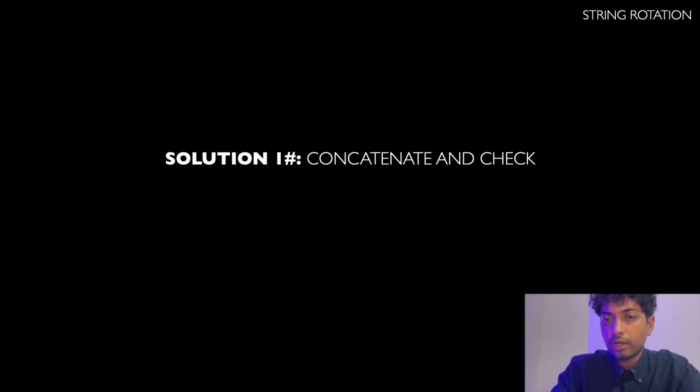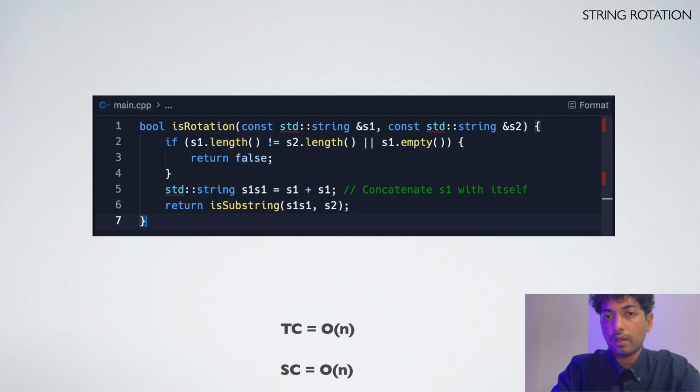Here is how you can implement this algorithm in C++. In this implementation, we first check if the lengths of s1 and s2 are equal. If not, s2 cannot be a rotation of s1. We then concatenate s1 with itself to form s1s1. By calling isSubstring with s1s1 and s2, we can verify if s2 is a substring of the concatenated string. This approach has a time complexity of O(n), where n is the length of s1.